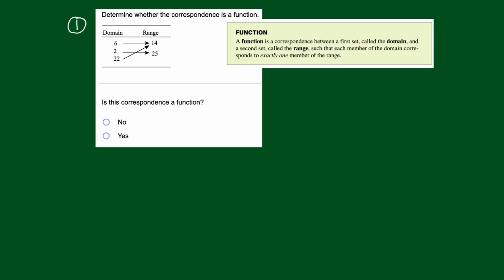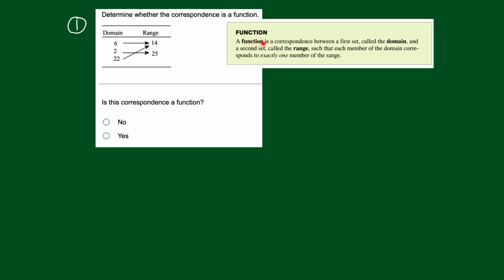So here's the definition of a function. A function is a correspondence between a first set, called the domain, and a second set, called the range, such that each number in the domain corresponds to exactly one number in the range. Okay, now, a lot of words. Let's see if we can make sense out of it. So take part of it at a time.